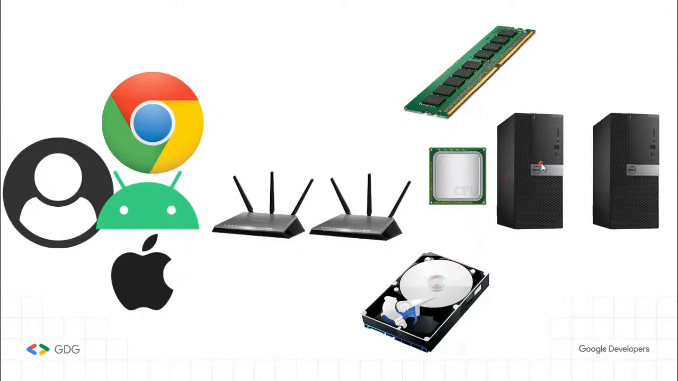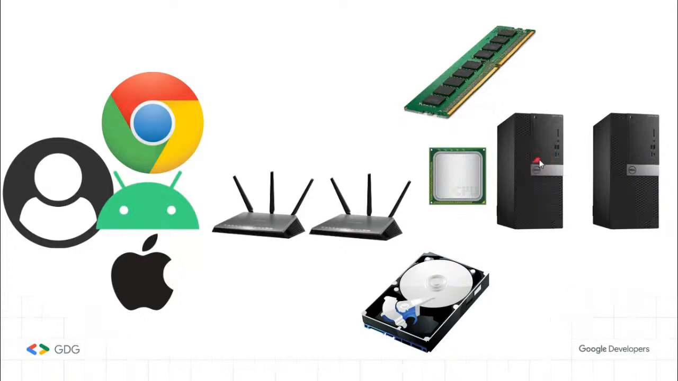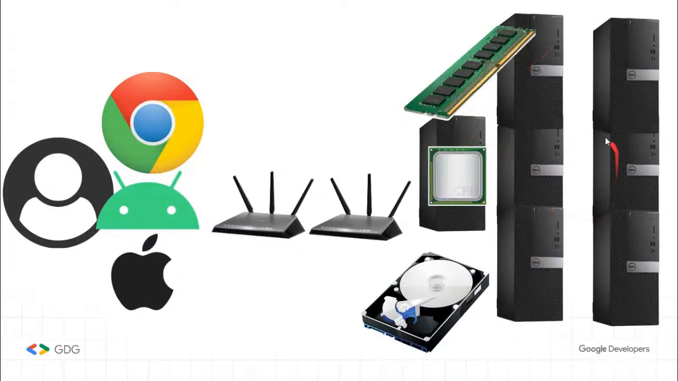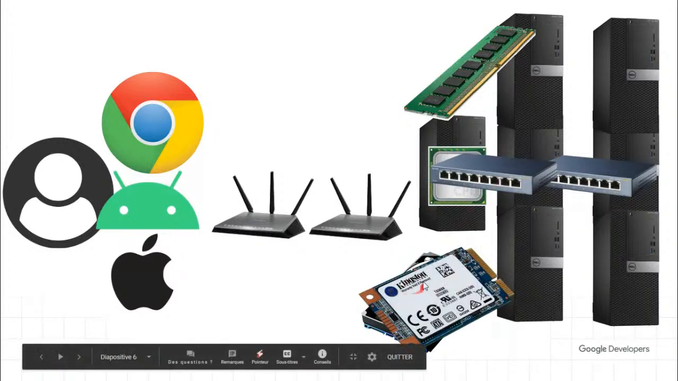And for security reasons, what we do is split the server into two servers. On one, we install the web server. On the second one, we install the database server. That's a classic; that's what we call three-tier architecture. And then we want to scale our application so that we don't have a single point of failure. For example, if this server shuts down, we will have problems. So we bring a lot of servers to maximize the availability of our application. Then we install some switches to handle the network, and we replace our old hard disks with SSDs to make it faster.